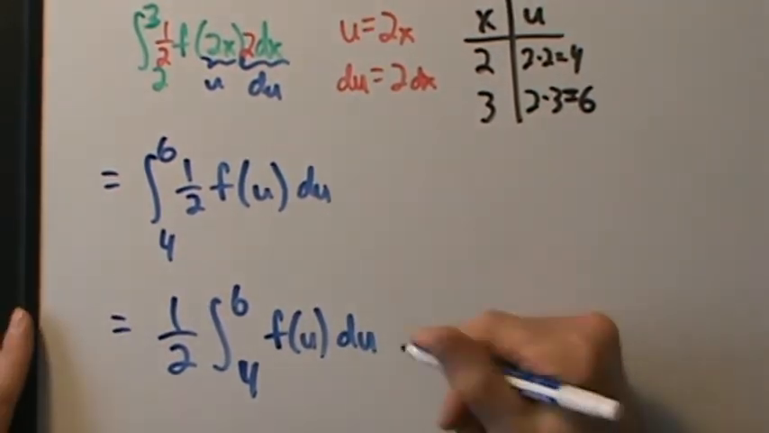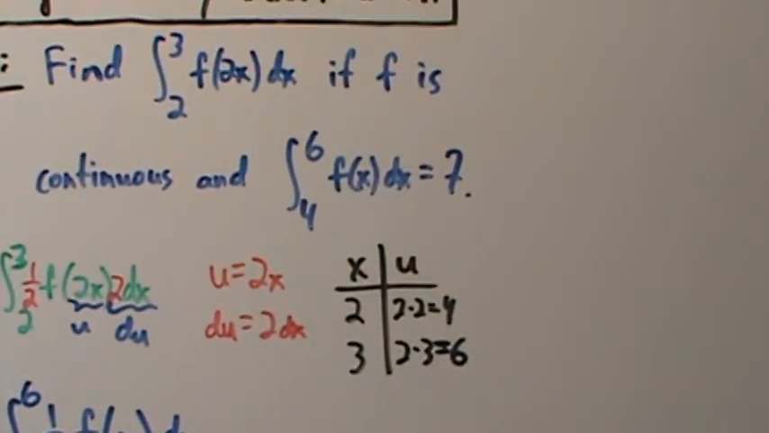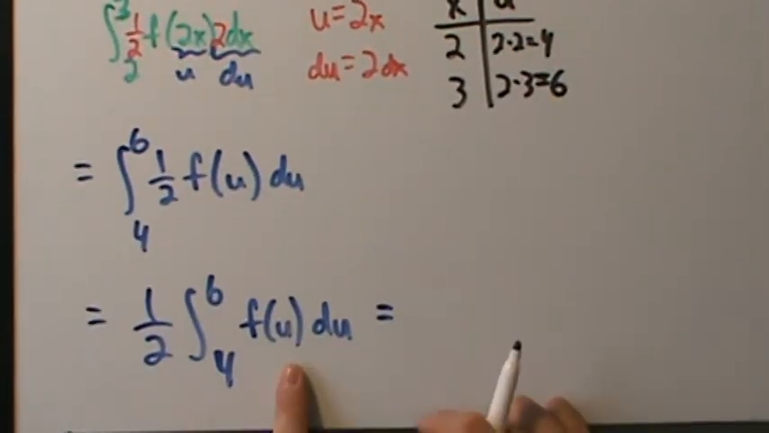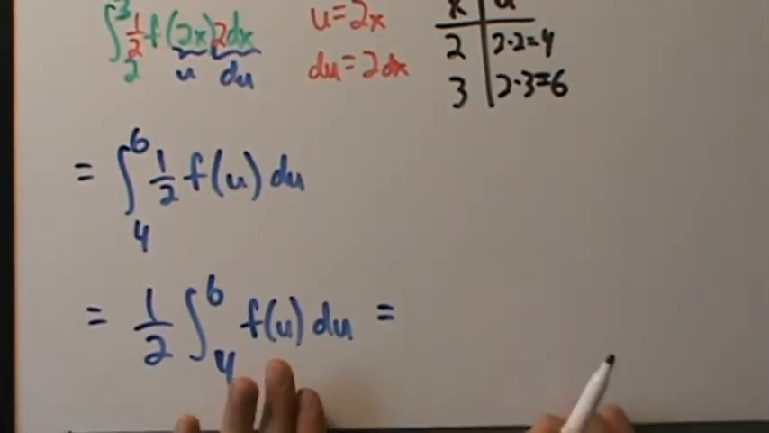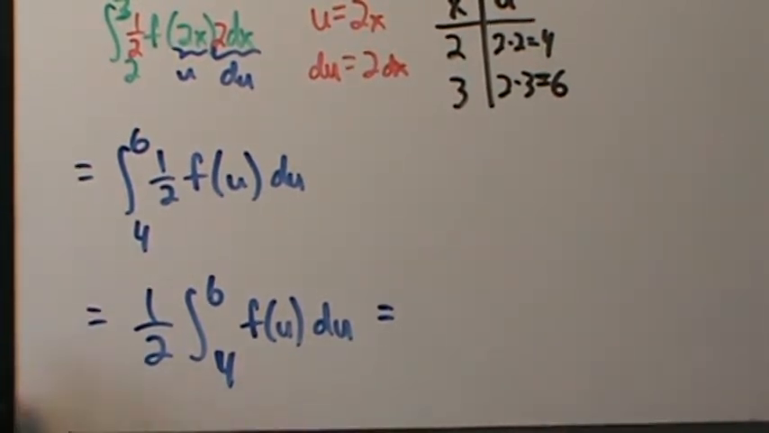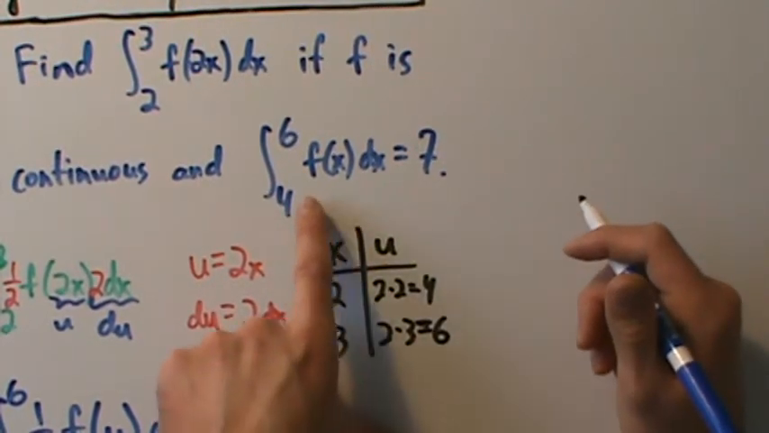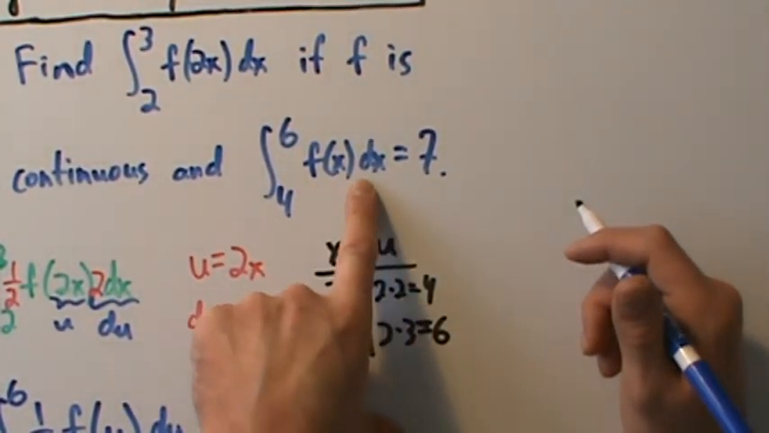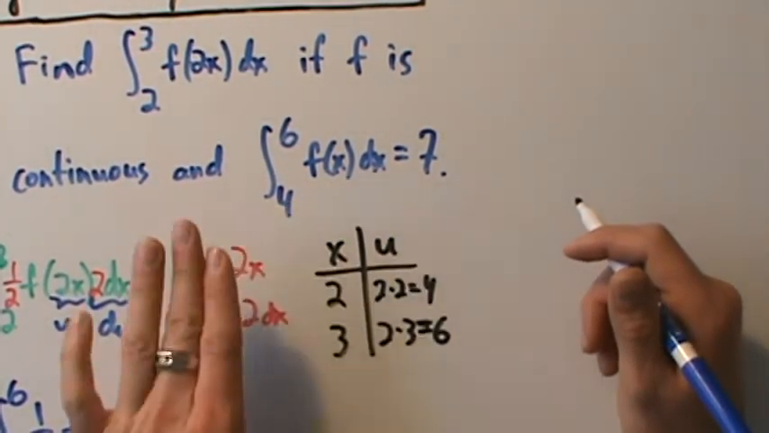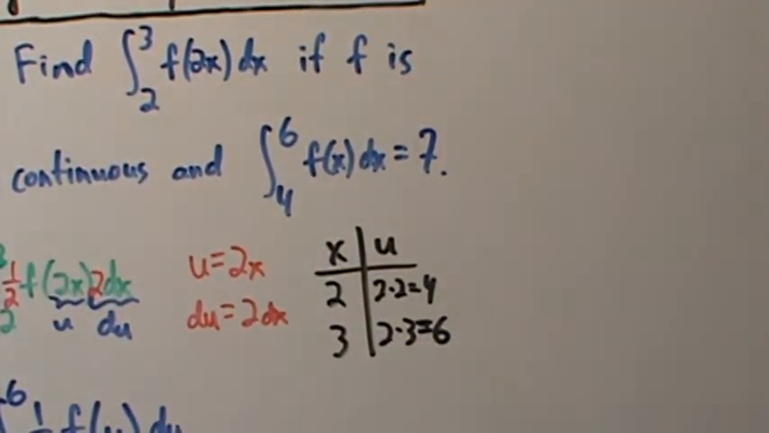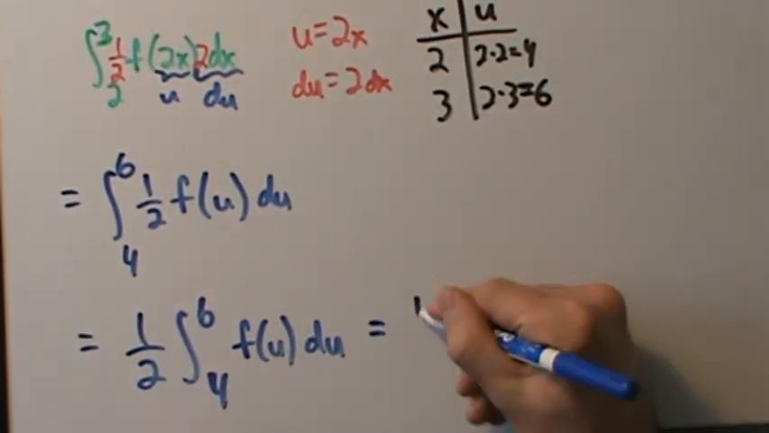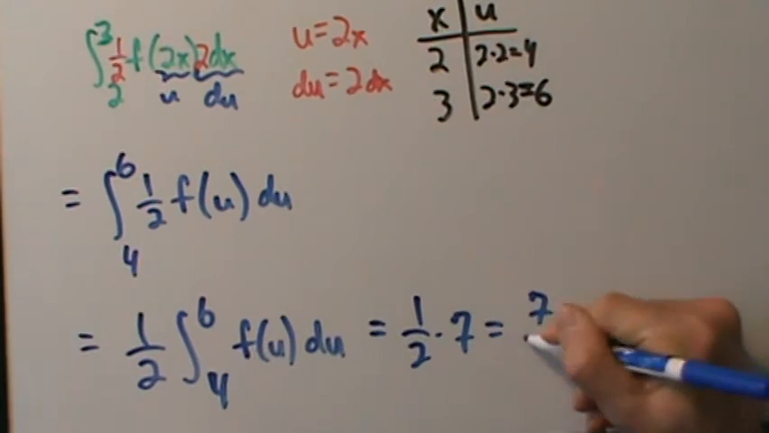Now that's great. Why is that great? We know what this is. The integral from 4 to 6 of f of x dx is 7, so it's the same thing. If you're wondering, hey, this is x and this is u, that actually doesn't matter. Remember, with definite integrals, this variable is what's called a dummy variable, so it doesn't matter what you call it. The integral from 4 to 6 of f of a thing, d thing, equals 7. In this case that thing is x, and here it's u. So this is 1/2 times 7, which is just 7/2.